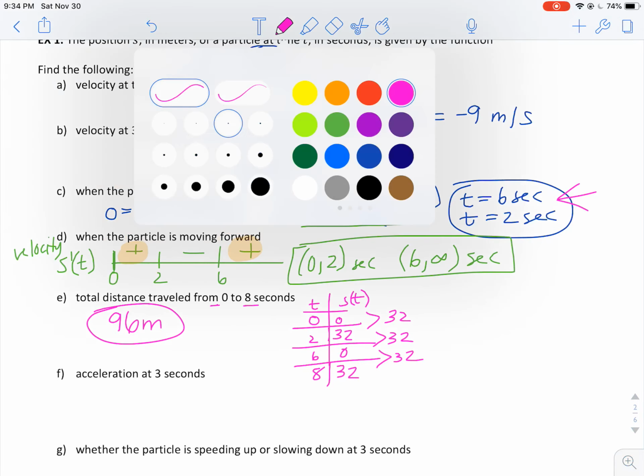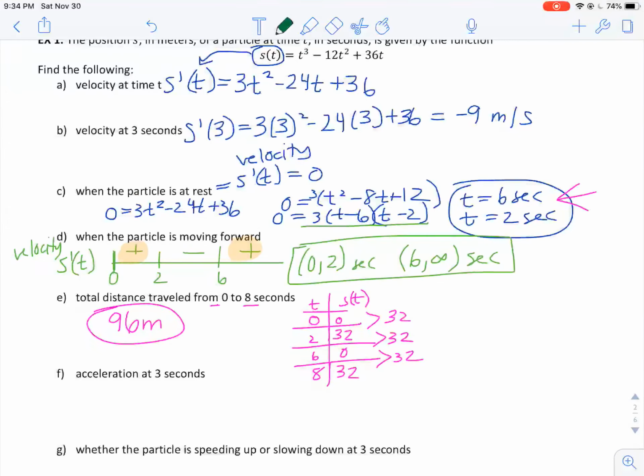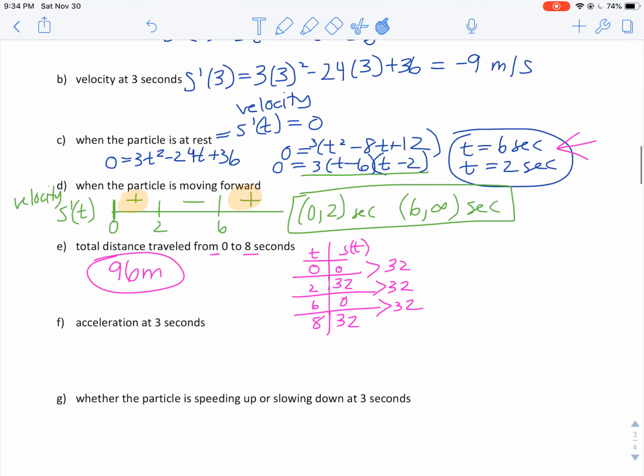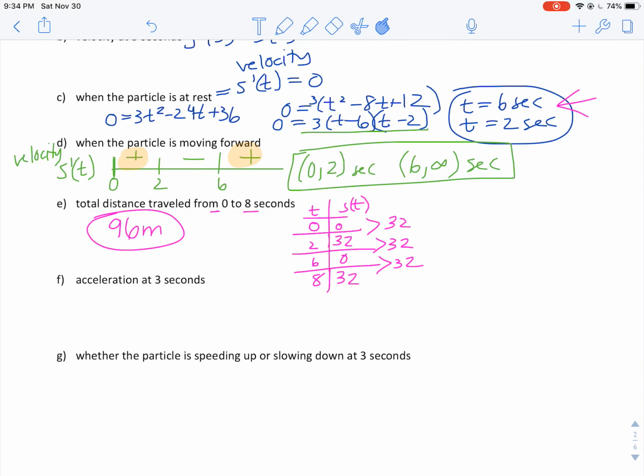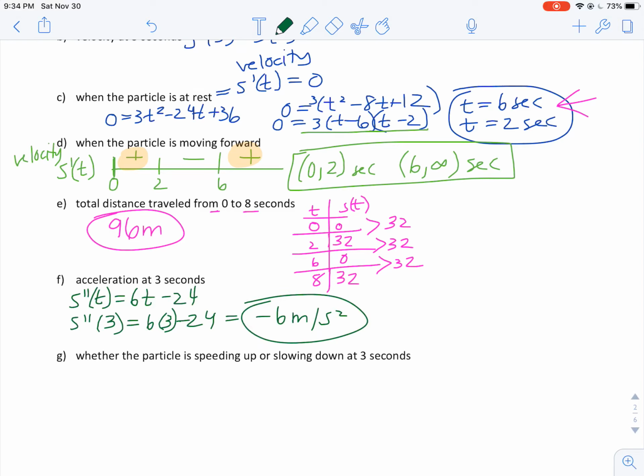All right, acceleration at 3 seconds. Now we're looking at our acceleration, which would be your second derivative. So we're going to do S double prime of t, and that's going to be 6t minus 24. So at 3 seconds, we're going to do s double prime at 3 seconds. It's going to be 6 times 3 minus 24, which is negative 6 meters per second squared for acceleration.